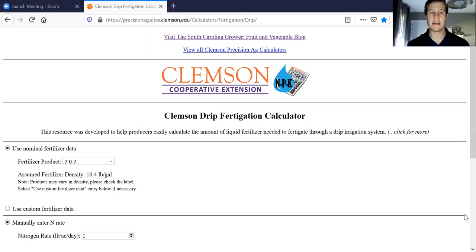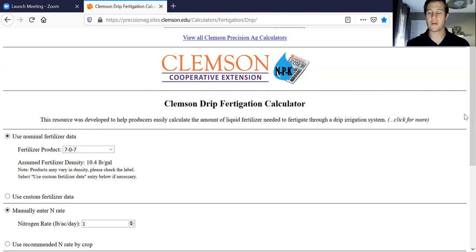And I'm going to explain in just a few quick steps how you can calculate how much fertilizer to use on your farm. So let's say we planted a crop and we want to fertilize using liquid fertilizer. Well, the first thing you do, we have a box you can check. It says use nominal fertilizer data. So there are different products in here. We have a 4-0-8 product, a 7-0-7, 7-1-7, an 8-0-8, and a 10-0-10. Now these aren't the only fertilizer types, but these are the most common.